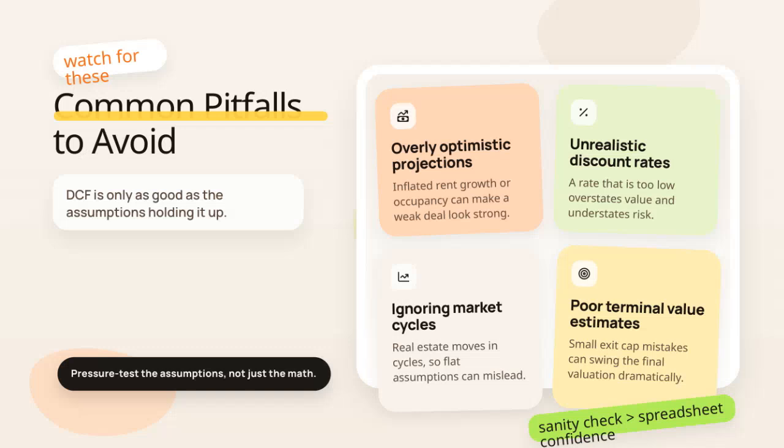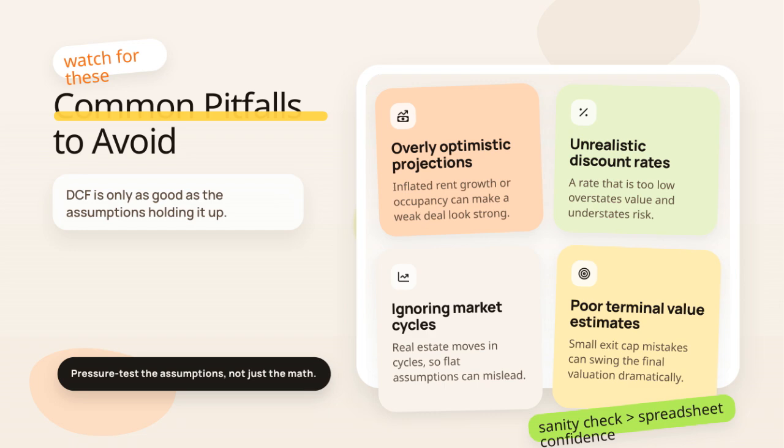uncertainty. When using a discounted cash flow analysis, it's crucial to be aware of common pitfalls that can lead to misleading results. First, remember that the DCF is only as reliable as the assumptions behind it. Overly optimistic projections, like inflated rent growth or occupancy rates, can make a weak investment appear much stronger than it really is. Similarly, using unrealistic discount rates, especially rates that are too low, tends to overstate value and downplay the level of risk involved. Another important factor is market cycles.